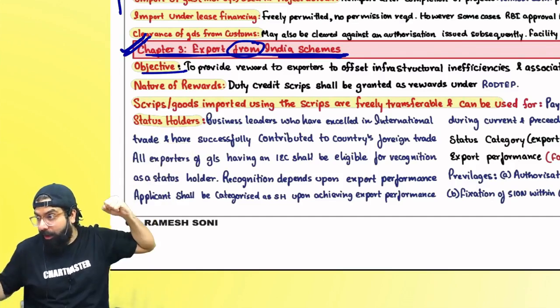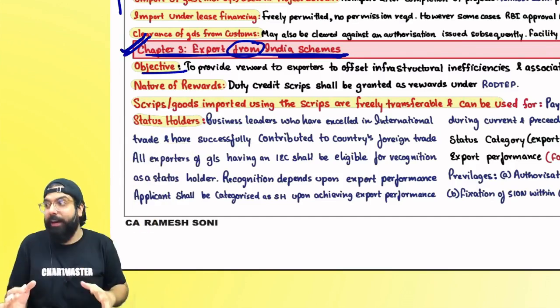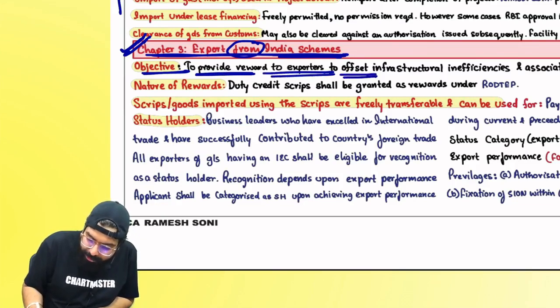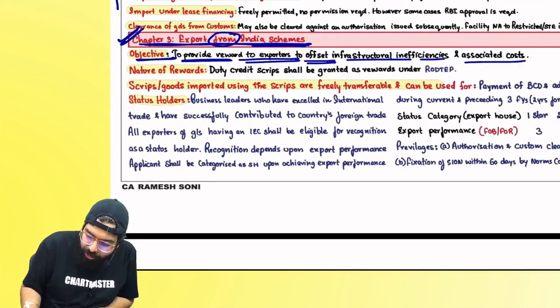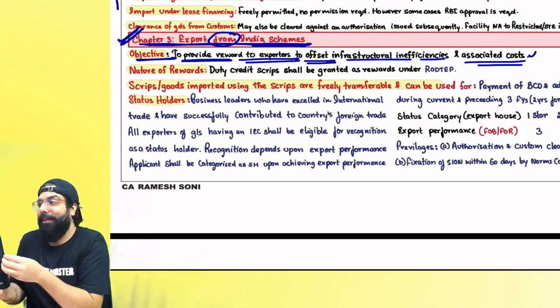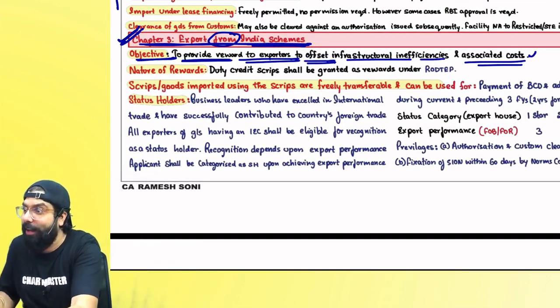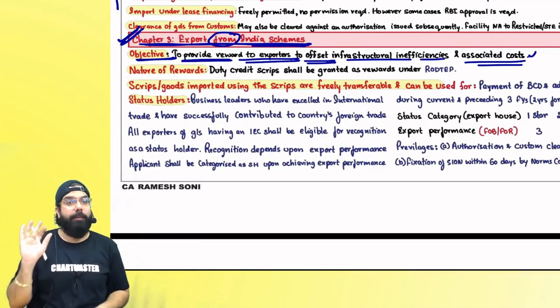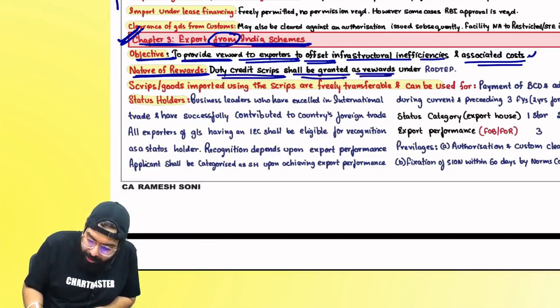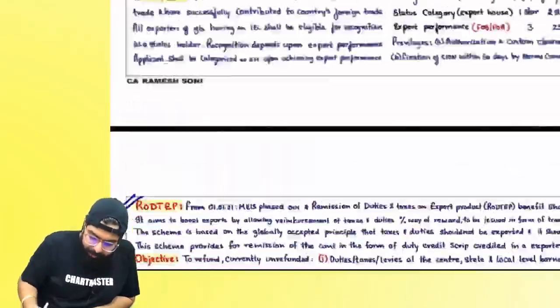Export. Earn foreign currency. Import, restrict. Make in India. Objective: to provide reward to exporter to offset infrastructural inefficiencies and associated costs. Sir, if I'm going ahead and exporting this, too much loss is there. Okay, don't worry. I will give you scrips. Nature of the reward is duty credit. Scrip shall be granted as reward under RODTEP, which I'm going to explain later.